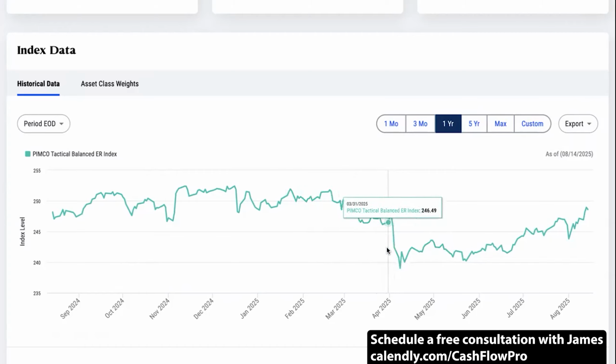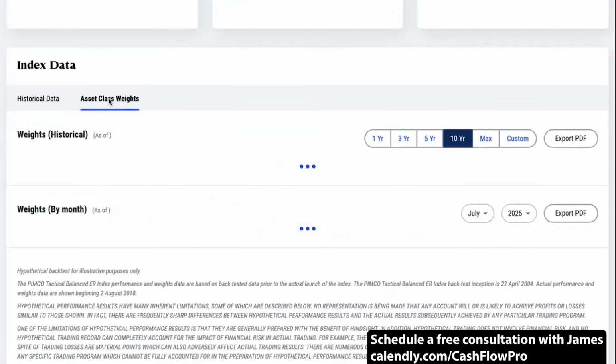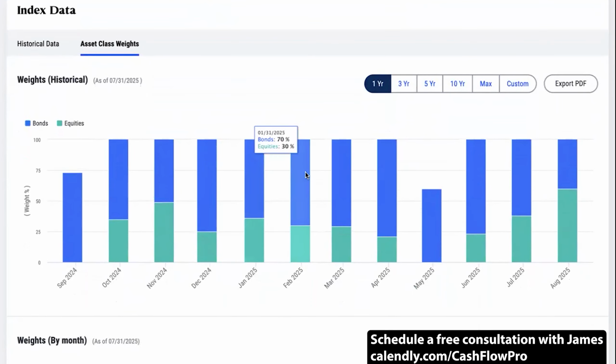Now, during this period, the S&P 500 lost about 20%. PIMCO was down about 5% during that period. That's because PIMCO was also in bonds, good exposure to bonds. In fact, if we switch over and look over the last year, we can see that here in March, they were at 71% bonds, 29% equities. That's why it didn't take as big of a hit as the overall equities market did.